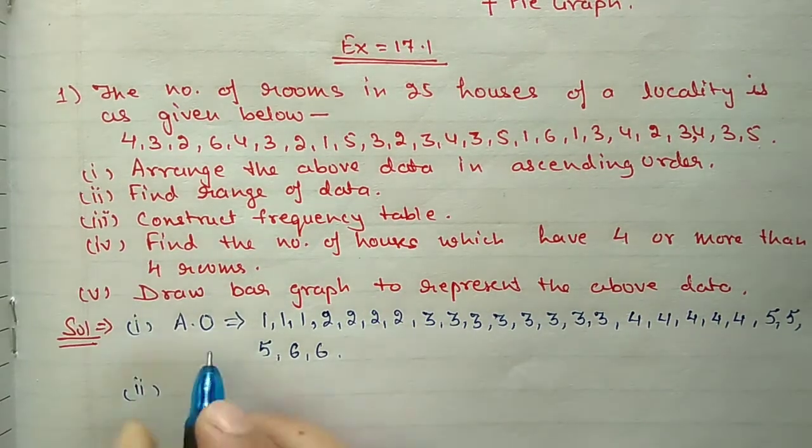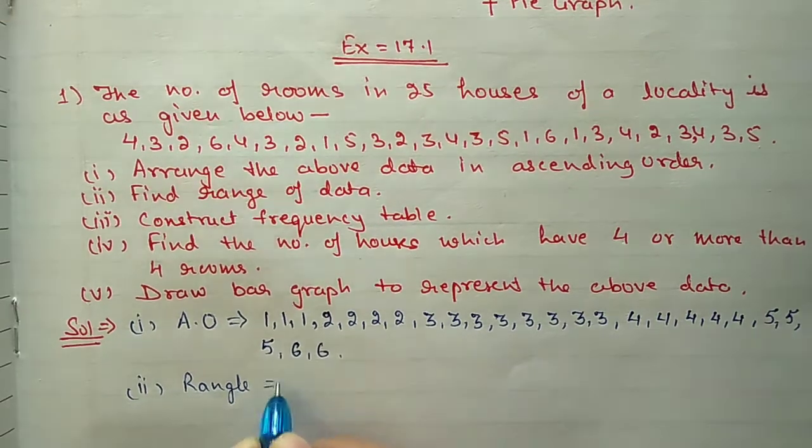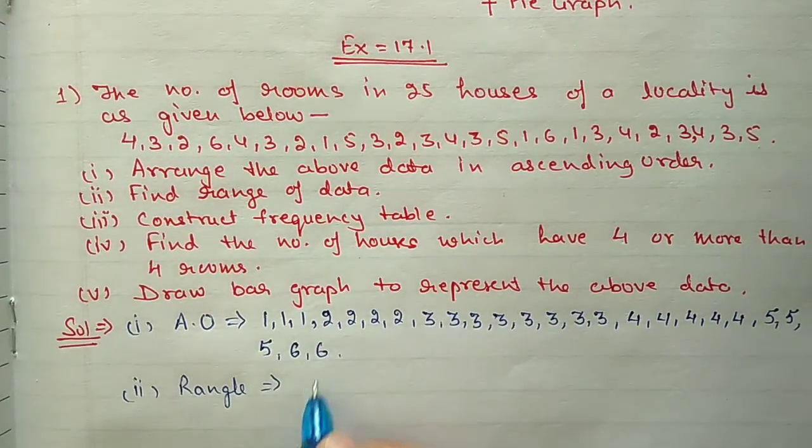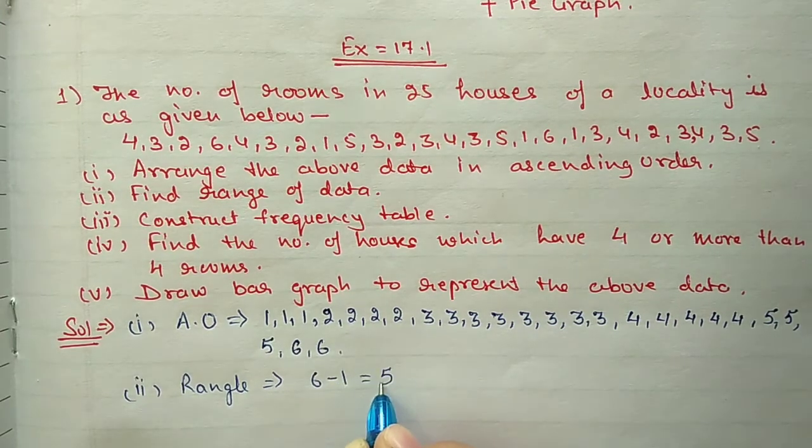Second part, we have to find out the range of data. Range means the difference between the highest and the lowest observation. Highest is 6 and lowest is 1. So 6 minus 1 is equal to 5.